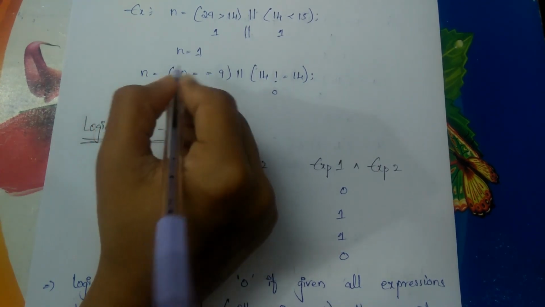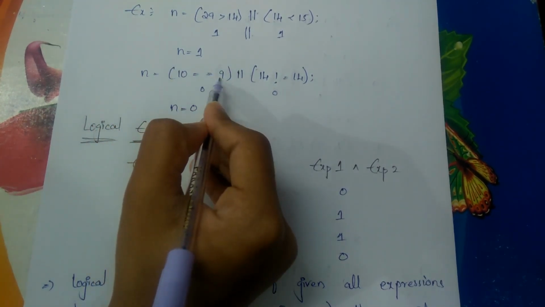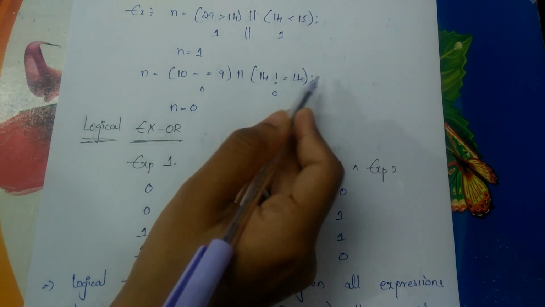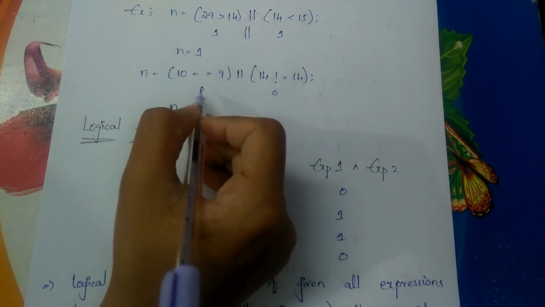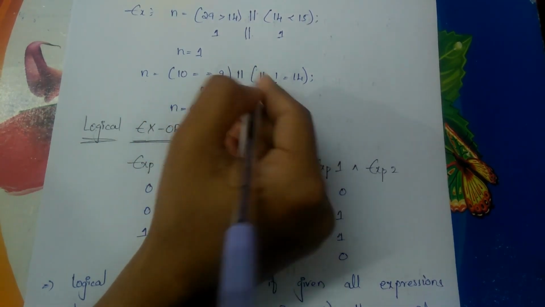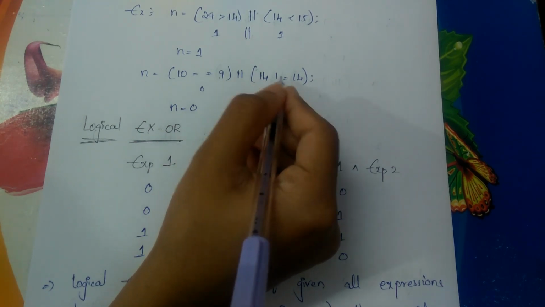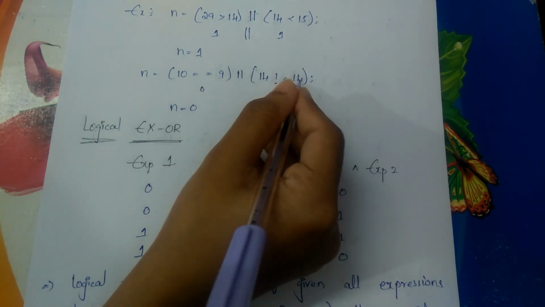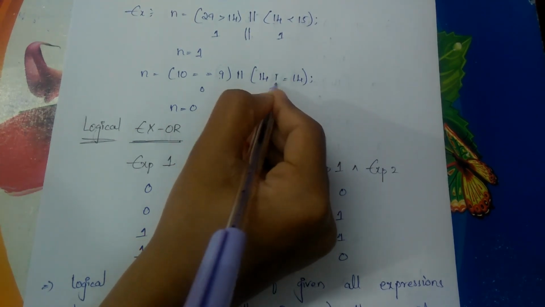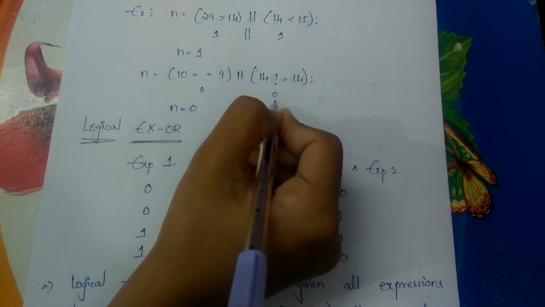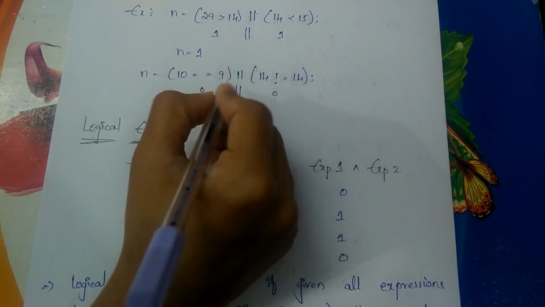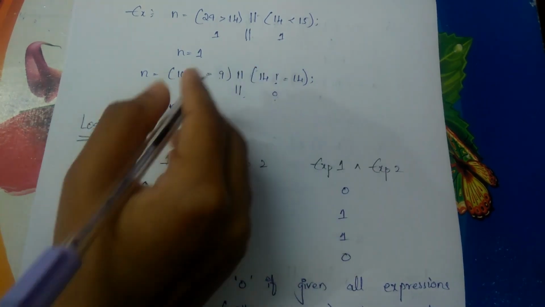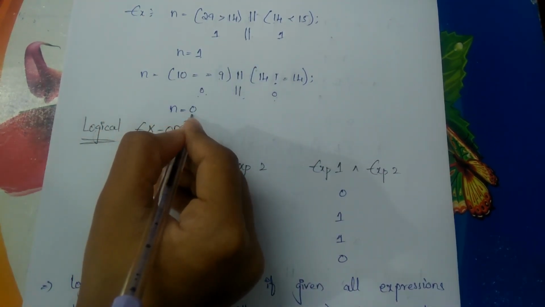And the second example: n equals 10 is equal to 9 logical OR 14 not equal to 14, ended with a semicolon. 10 is equal to 9, this statement is false, so it returns 0. And logical OR with the expression 14 not equal to 14: 14 is equal to 14, but they are saying that it is not equal, so this statement is false, so it returns 0. Now in between these two statements we are applying the logical OR. So 0 logical OR 0, finally it gives the value of n as 0. So this is about the logical OR.